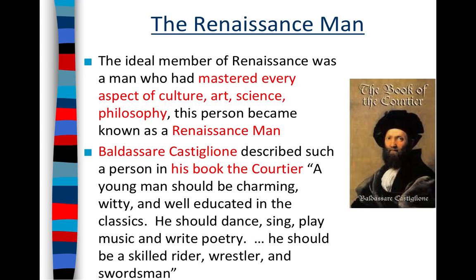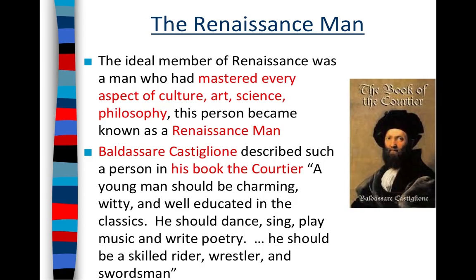All right, during this time period, there's an idea of the Renaissance man. So the ideal member of Renaissance was a man who had mastered every aspect of culture, art, science, and philosophy. This person became known as a Renaissance man. Baldassare Castiglione describes such a person in his book, The Courtier: A young man should be charming, witty, and well educated in the classics. He should dance, sing, play music, and write poetry. He should be a skilled writer, wrestler, and swordsman. So really, a true Renaissance man is quite talented. He's talented physically, educationally, and artistically.